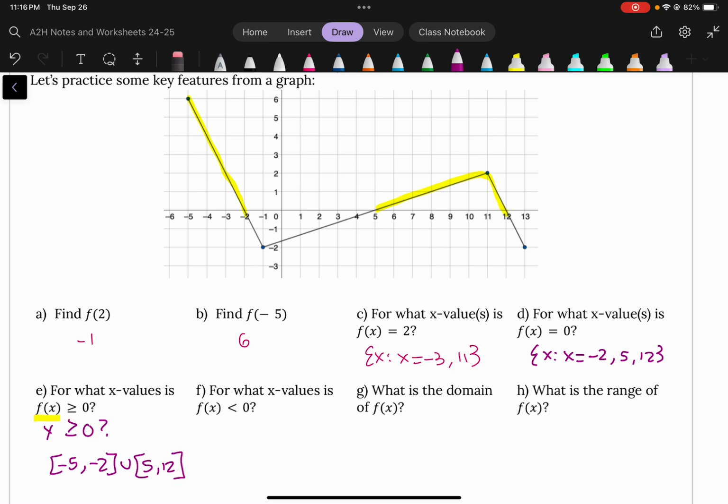And then last but not least, what's the domain? Well, full circle back to the beginning. Domain is negative 5 to 13. Every number between that is included. And the range, from high to low, from low to high, I'm sorry guys, I'm really sleepy. That was from negative 2 to 6, right? Even though some of those values are included more than once.